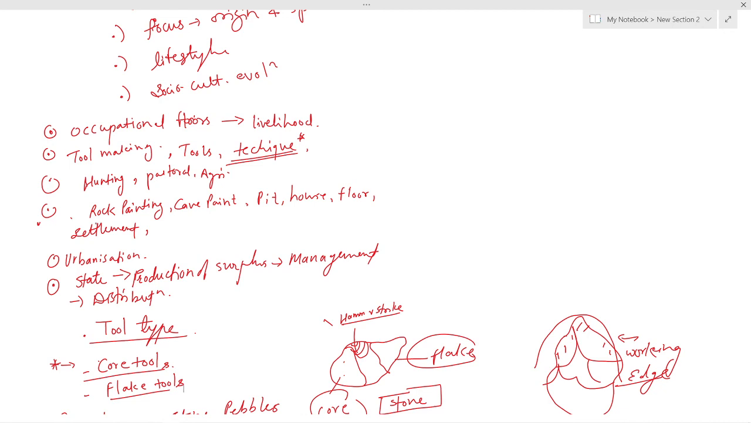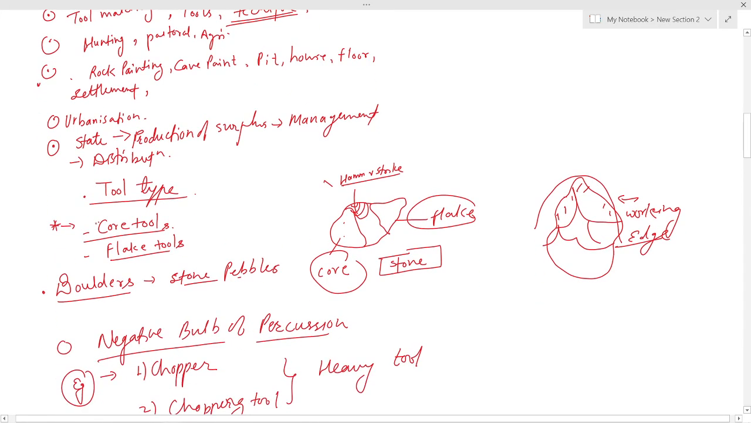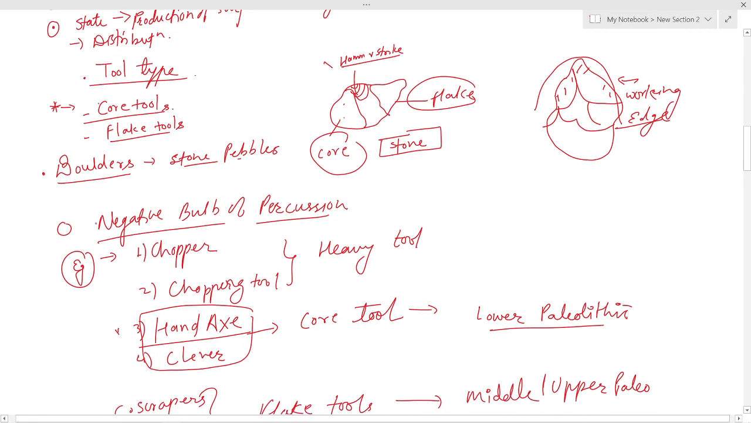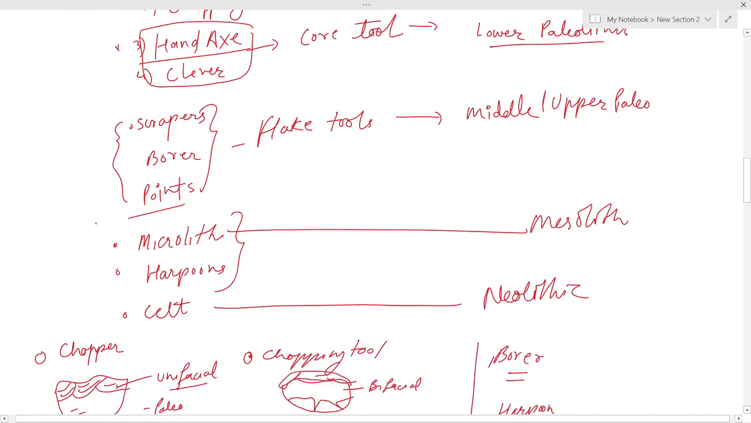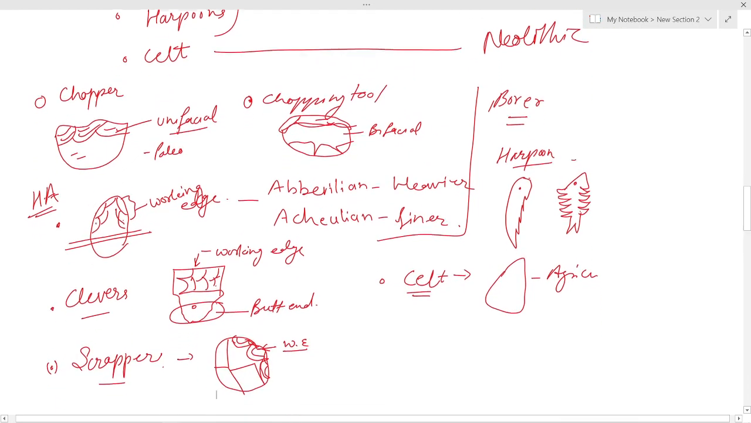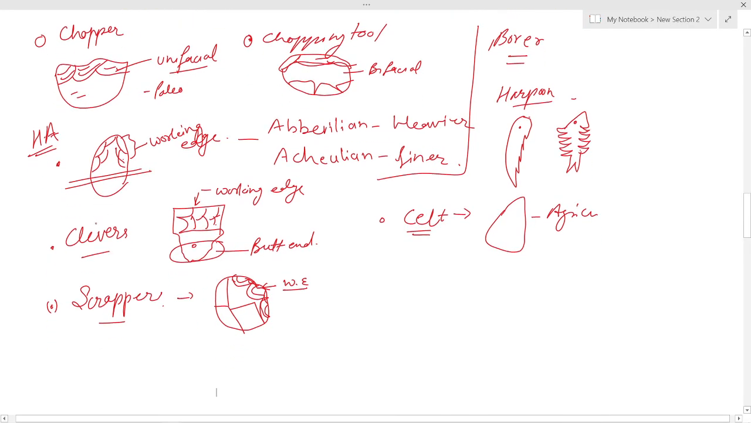Then we talked about the occupational floor, livelihood, tool making, way of life, that is hunting, pastoral or agriculture, rock painting, cave painting, etc. Then we talked about urbanization. Moving forward, we discussed the tool types, where we talked about core tools and flake tools. We also associated tools with particular ages: hand axe and cleavers with lower Paleolithic, scrapers and borer points with middle or upper Paleolithic, microliths with Mesolithic, and celt with Neolithic. Then we drew some diagrams for chopping tools, hand axe, cleavers, scrapers, etc.